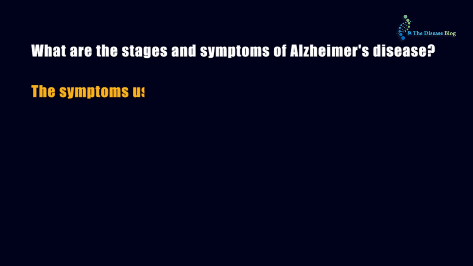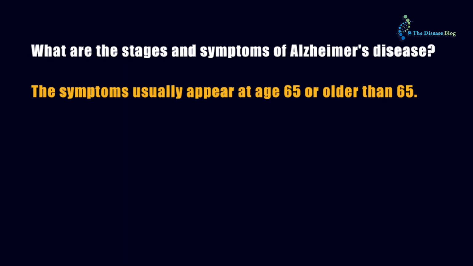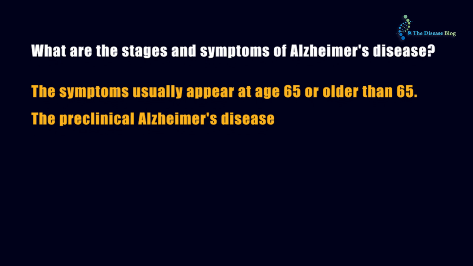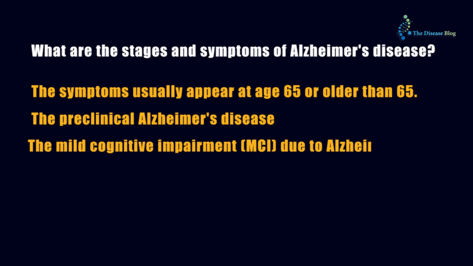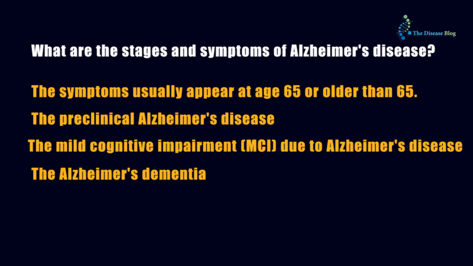The symptoms usually appear at age 65 or older. There are 3 stages of AD: preclinical Alzheimer's disease, mild cognitive impairment (MCI) due to Alzheimer's disease, and Alzheimer's dementia.